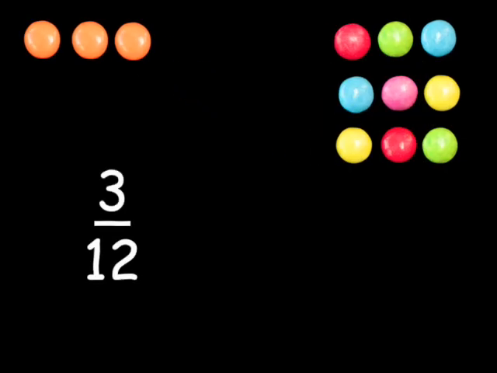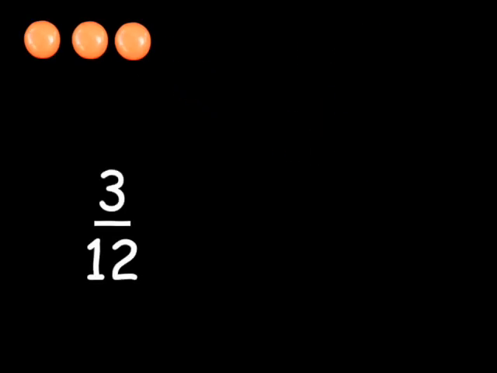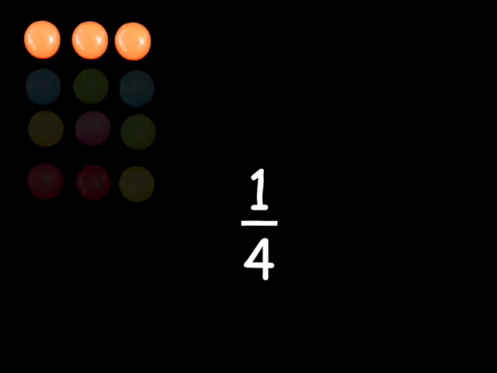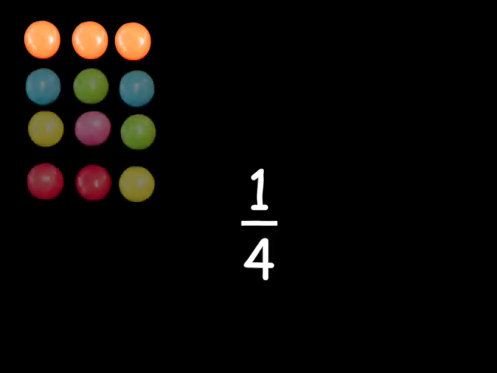Here's a different group with 3 orange sweets. What fraction is this of the total? 3 over 12 cancels down, dividing top and bottom by 3, to 1 over 4. So this time, 1/4 of the total is orange.